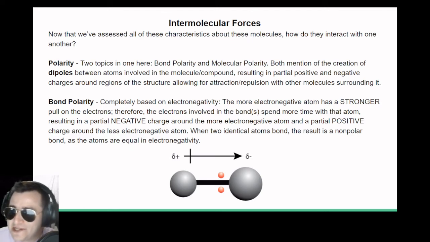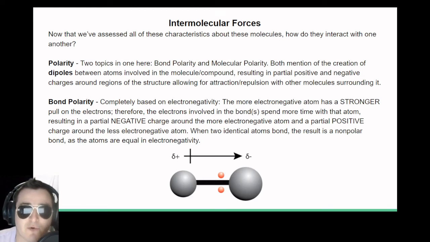And now we're finally on the other side of it. We've learned how to draw it. So now I don't just have one molecule in front of me. I've got millions upon trillions upon gazillions in front of me. And how are they working together, interacting with one another? That's what intermolecular forces is. The forces of attraction and repulsion between more than one molecule.